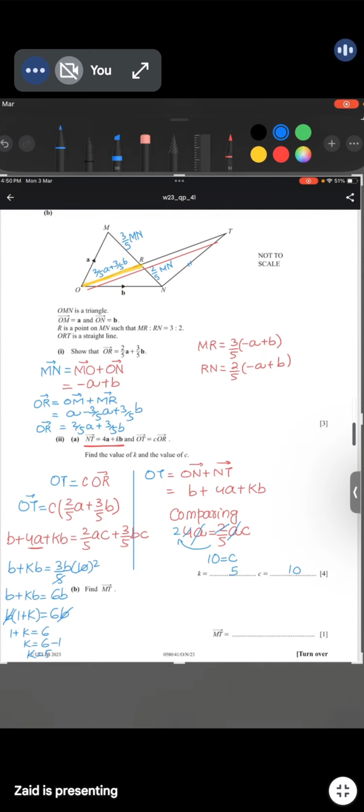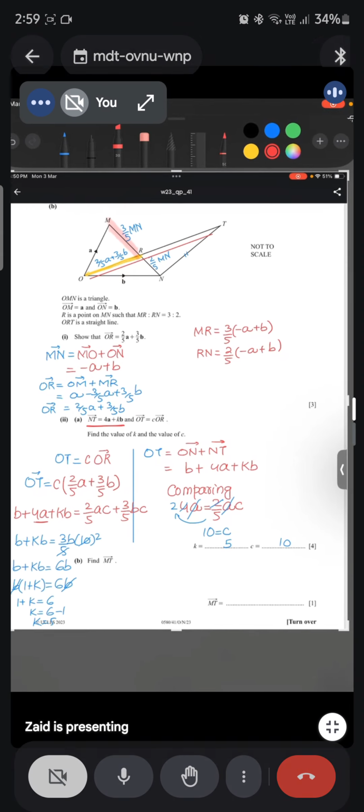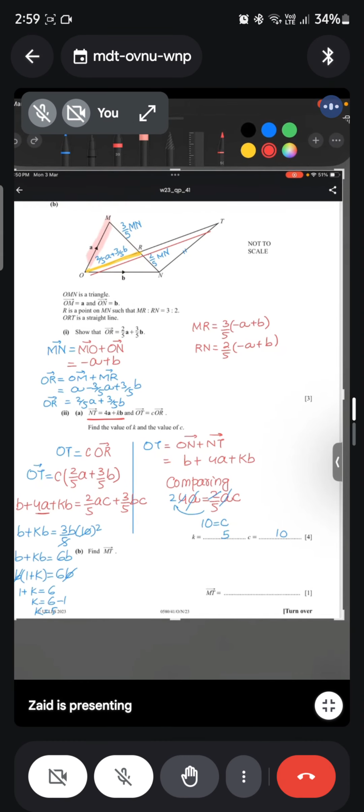And then you have to find MT. We have to move around for MT. It's not always that we have 2 vectors; there can be multiple vectors. Since there is no direct relation for MT, MT is going to be MO, then ON, and then NT. Starting from M, ending at O, then O to N, then N to T. Look at this: the first and the last letter should be the same.